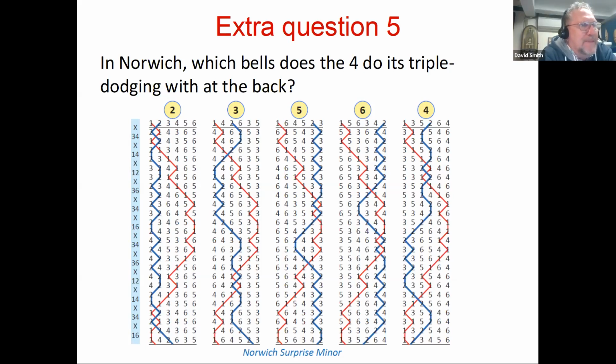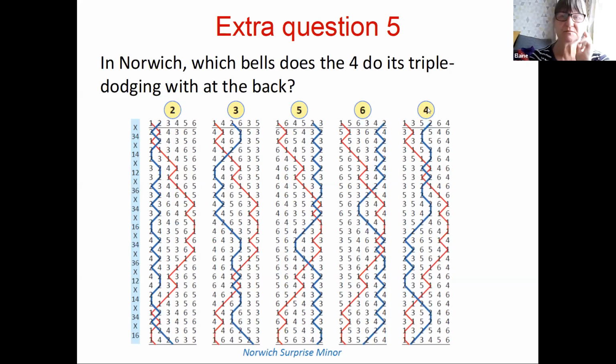Anyone go a bit further? So Elaine's waving. It also does a triple. Is it a triple dodge with the second? Yes, very good, which you can see from the blue line.